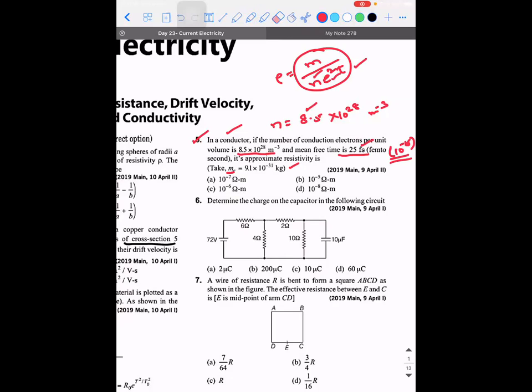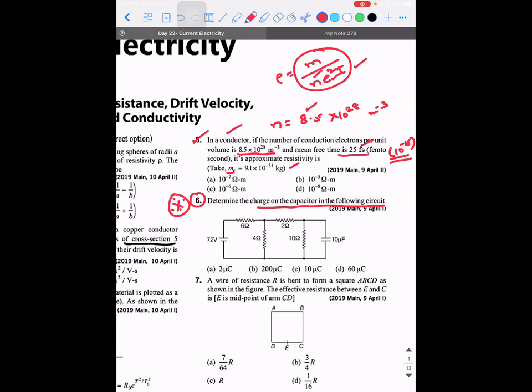Guys, am I clear? This is an important problem. You have to understand how to solve this. Determine the charge on the capacitor in the following circuit. You would never have solved problems in your CBSE which are based on resistors and capacitors connected together. So I'm going to tell you a method. Please understand, and if you have any doubt, get it clarified.